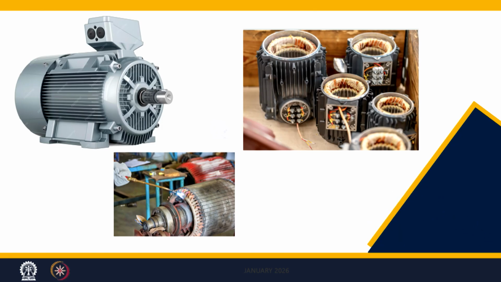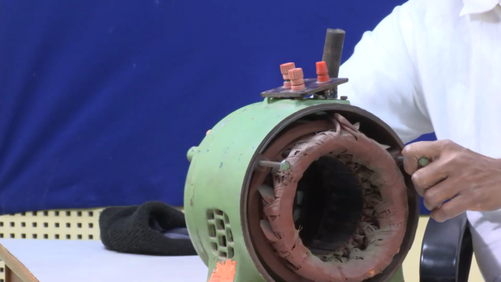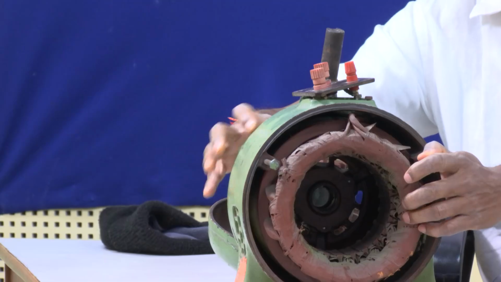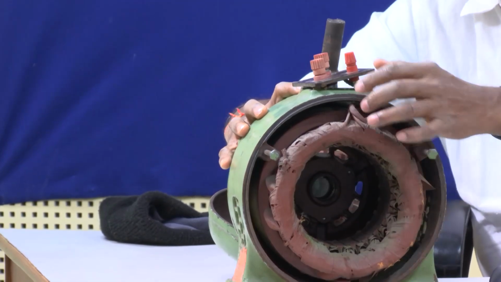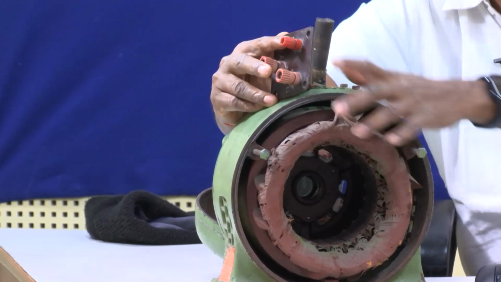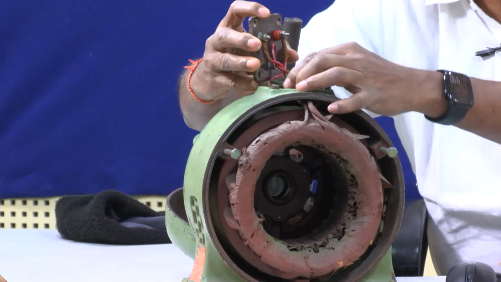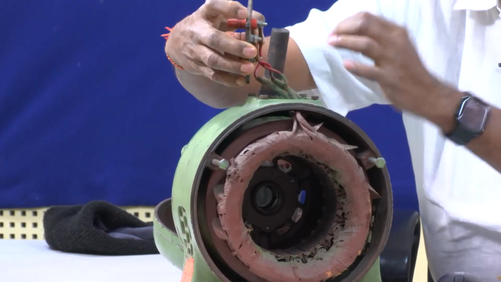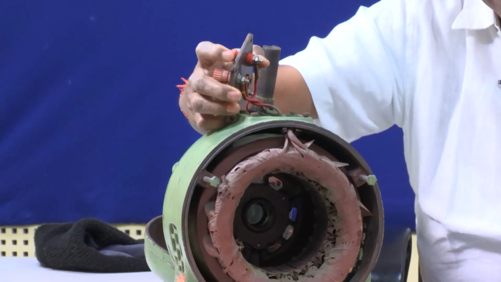Here we have opened it up, you can see. This is the motor you can see here. This is the stator of the motor, this is the windings. These are the terminals as you can see, terminals which are coming out. You can see 3-phase terminals. This is a star connected motor.